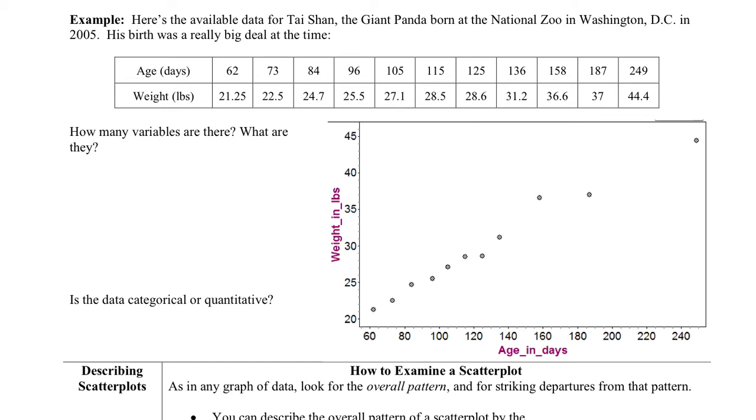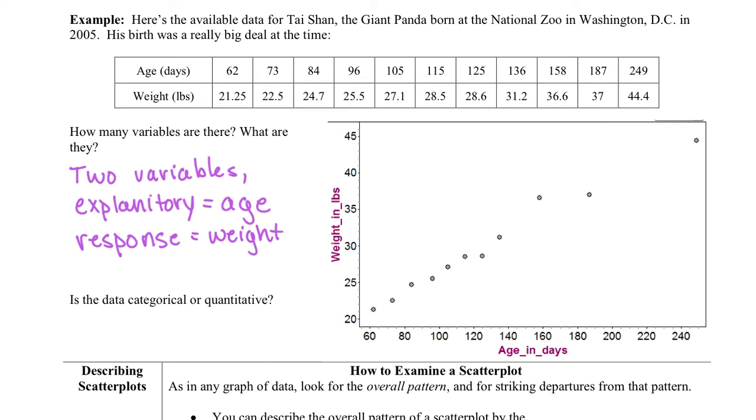All right, we're going to use this example of Taishan the panda quite a bit because it's just convenient and you'll get used to using this data quite a bit. It was a panda born at the National Zoo quite a while ago, but it was a lot of excitement about it. We're given the age and the weight, and we're given the scatter plot for this.